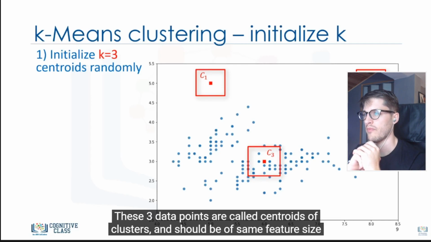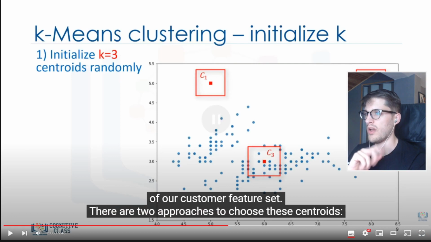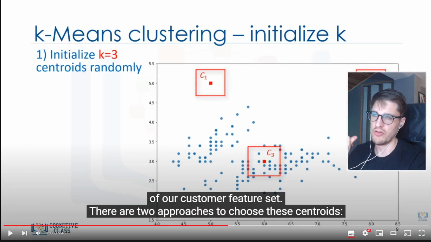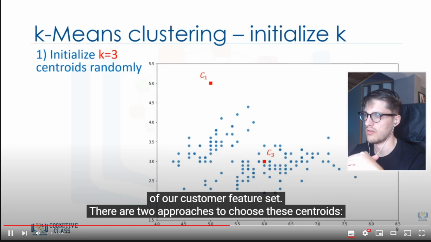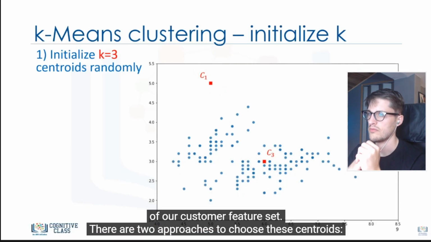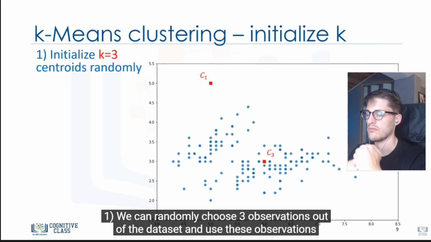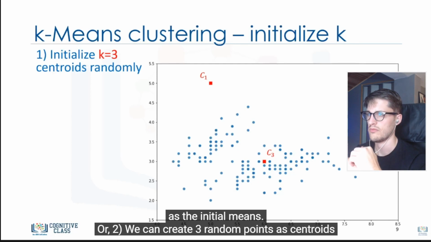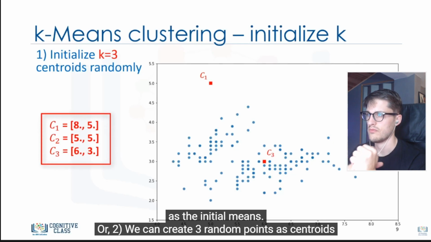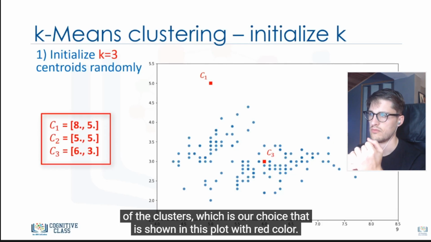These 3 data points are called centroids of clusters and should be of the same feature size as our customer feature set. Vale, define estos 3 centroides aleatoriamente. There are 2 approaches to choose these centroids. 1, we can randomly choose 3 observations out of the dataset and use these observations as the initial means. Or 2, we can create 3 random points as centroids of the clusters, which is our choice that is shown in the plot with red.